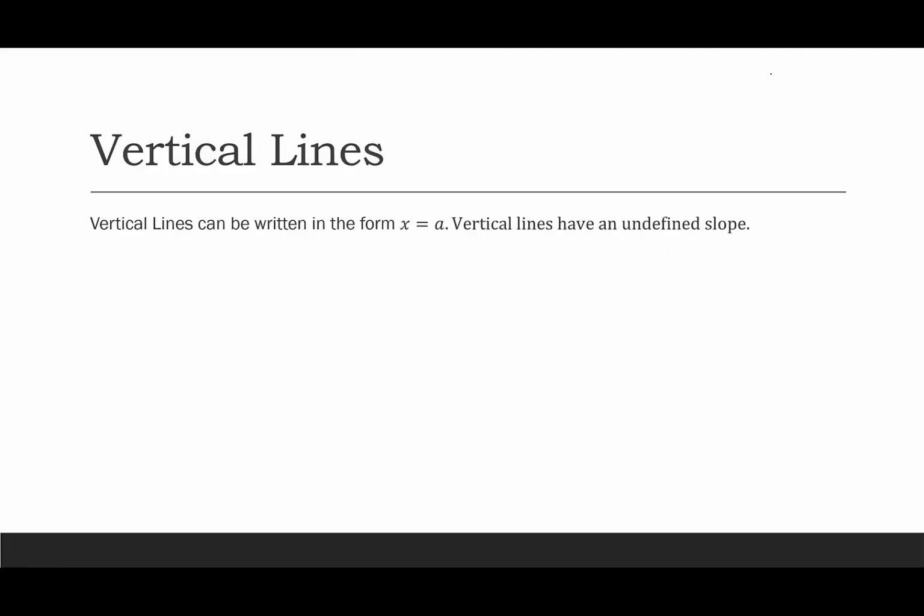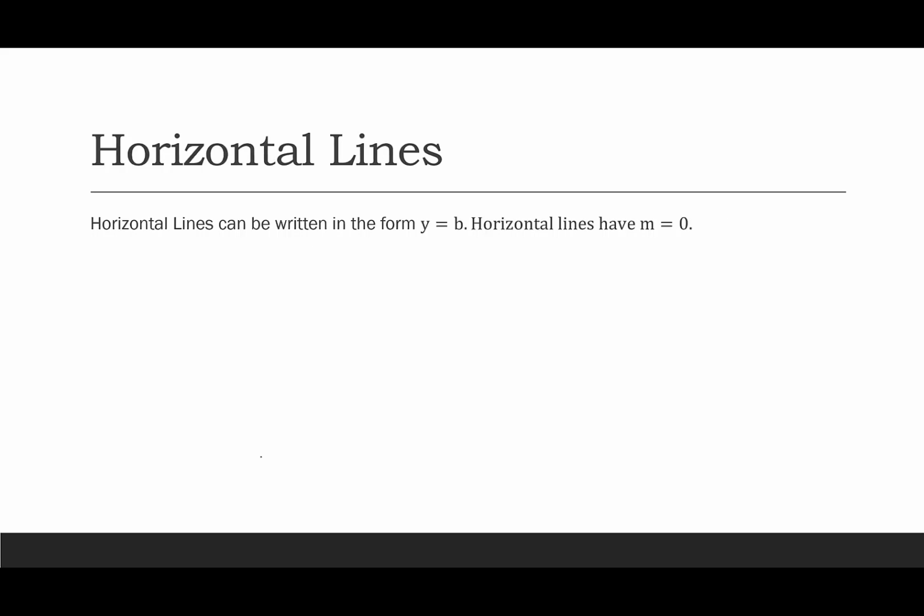Vertical lines can be written in the form x equals a. The vertical lines have an undefined slope. Usually they do not have a y-intercept. Horizontal lines can be written in the form y equals b. They have a slope that's equal to 0.